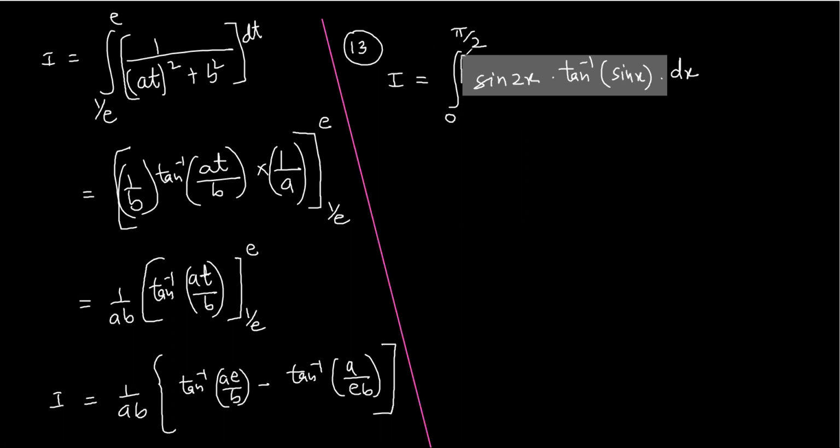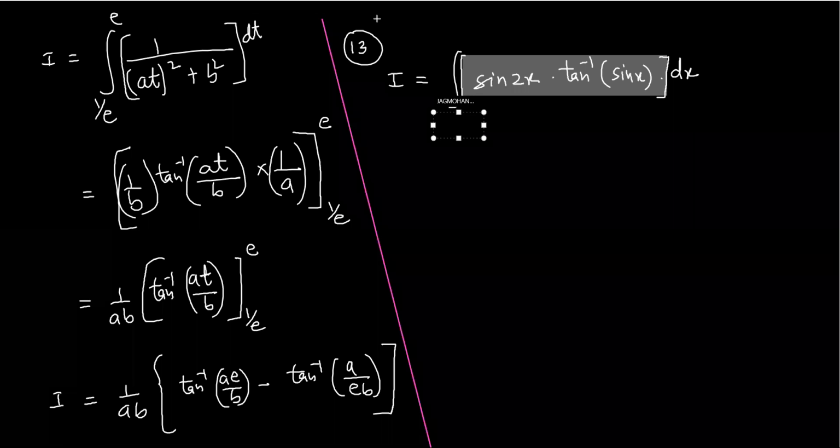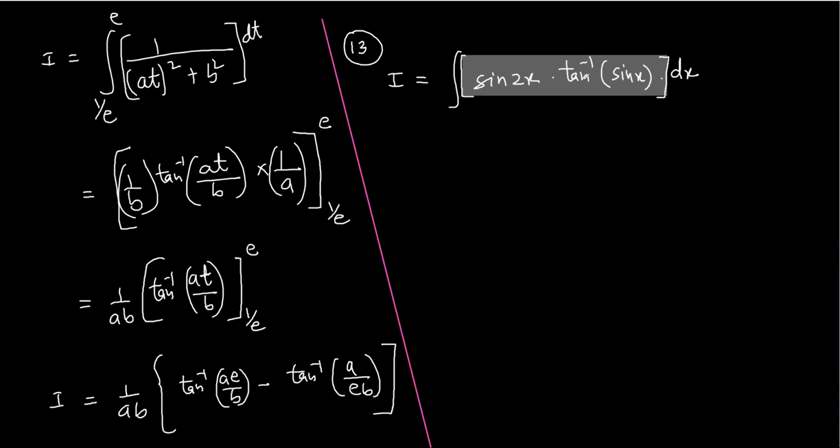So let's go here and integrate this: sine 2x into tan inverse of sine x. See, it is quite possible that in the exam you get this question without the interval. If it is without interval, you can still solve this, but you will have to add the constant of integration, that plus c, with the final answer that you get. That would only be the difference, otherwise nothing. So here we have 0 to pi by 2.